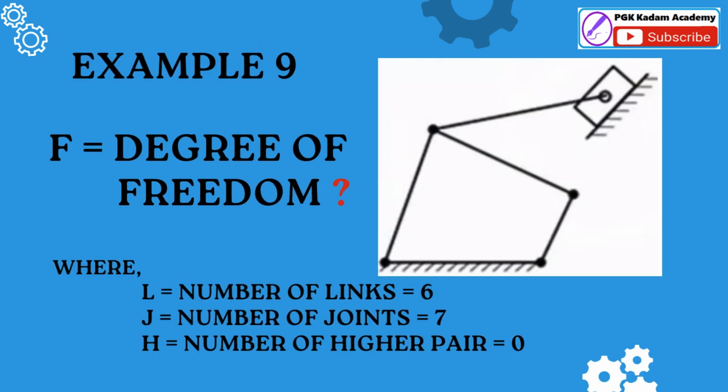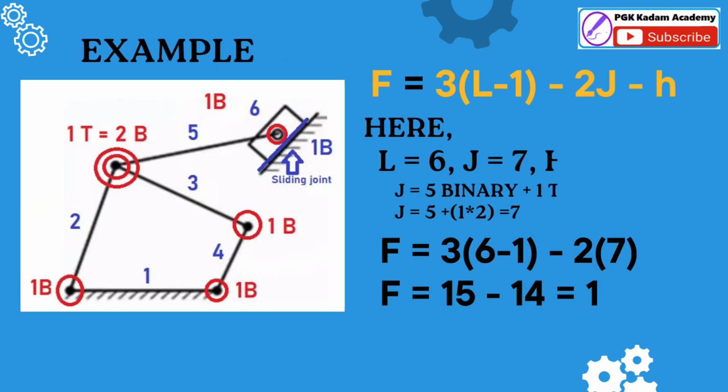Example 9, shown in the figure, determination of degrees of freedom of this planar mechanism. Degree of freedom F equal to 3 times (L minus 1) minus 2 times J minus H. Here shown in the figure by observation of the mechanism, L equal to number of links in the mechanism is 6.